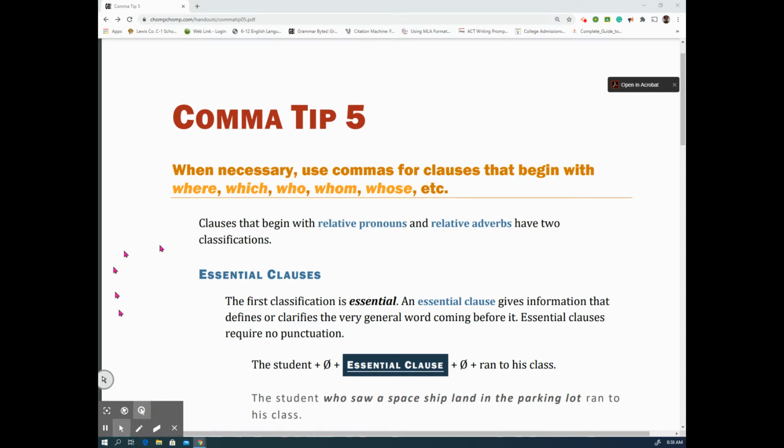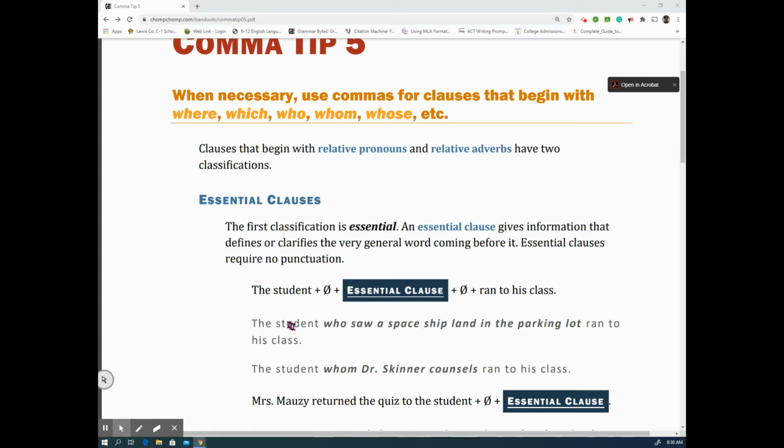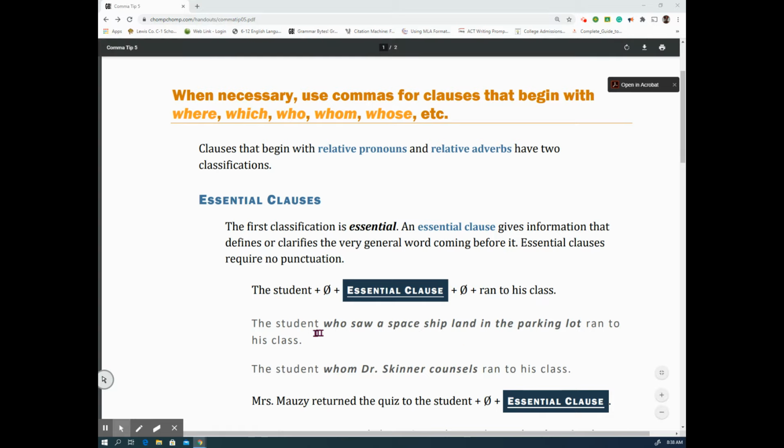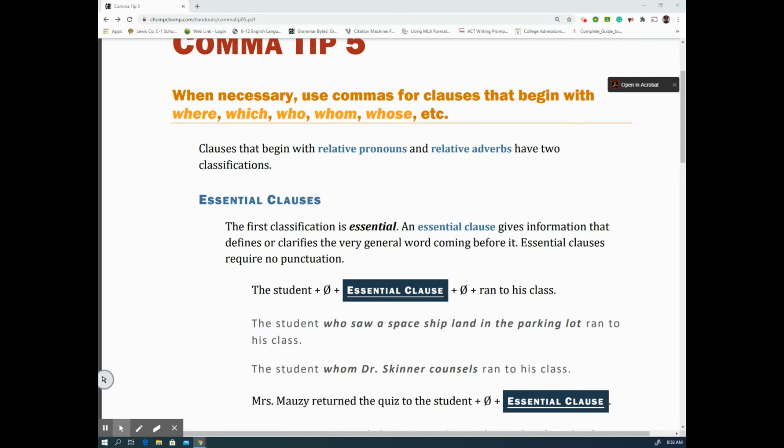Yeah, so I was just asked a question by a student as they were taking their notes, what the zero meant. This means no comma goes there. So you have, in this case here, the student ran into his class, so the student who saw a spaceship land in the parking lot. Again, I don't have commas before or after this. And I'll explain this concept more clearly here in a second, as soon as we're done taking our notes.